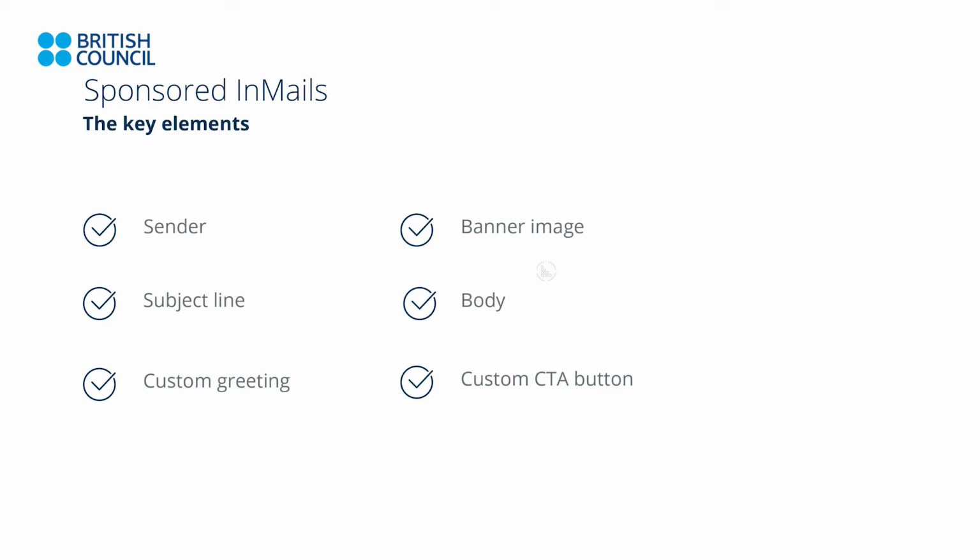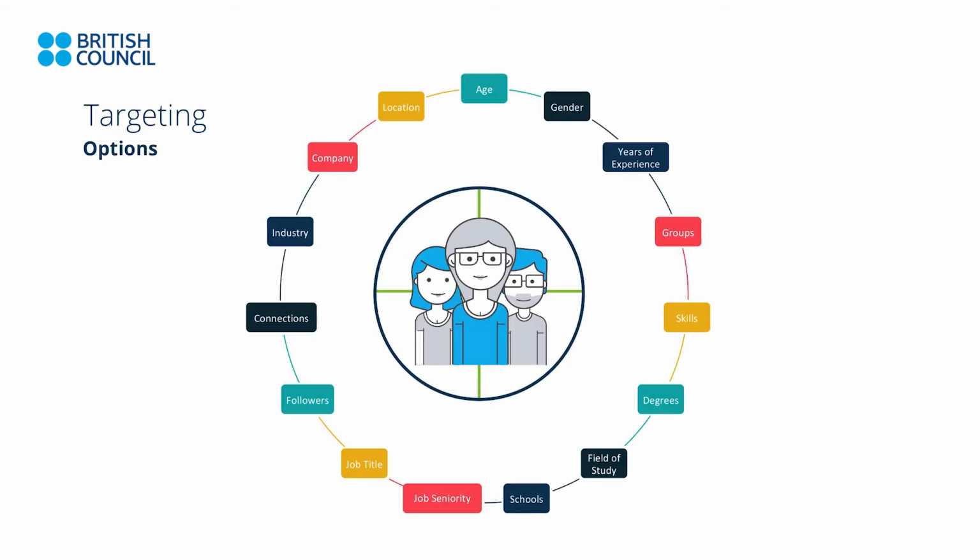What are the targeting options available on LinkedIn? Age, gender, years of experience. You can target people based on how many years of working experience they have, as itemized by LinkedIn. You can target based on the LinkedIn groups. You can target based on people's skills, based on their degrees. You can target based on their field of study, their schools, their job seniority level, their job title, their followers, their connections, their industry, their company, their location.